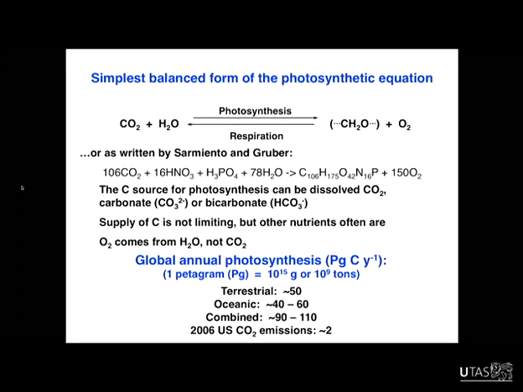This is not strictly correct, in that probably the most abundant form of inorganic carbon that phytoplankton are using in the oceans is not dissolved CO2 gas, it's bicarbonate ions, so HCO3 with a 1- charge. So yes, the carbon source can be dissolved CO2, carbonate or bicarbonate, but the most abundant form of carbon in the oceans is the bicarbonate ion.